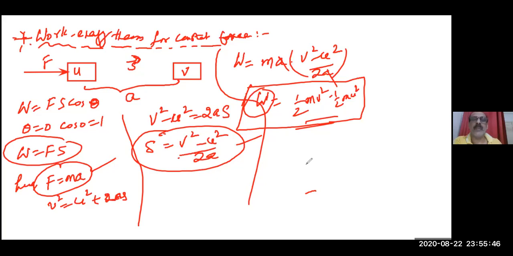Who is roll number 32? Sulaiman Ahmad. Sulaiman Ahmad, please unmute your mic. Sulaiman Ahmad states that the change in kinetic energy of an object is the measure of work done over it.